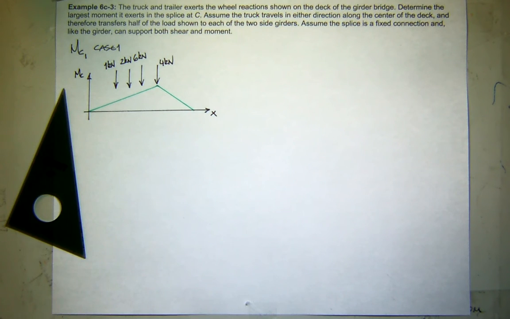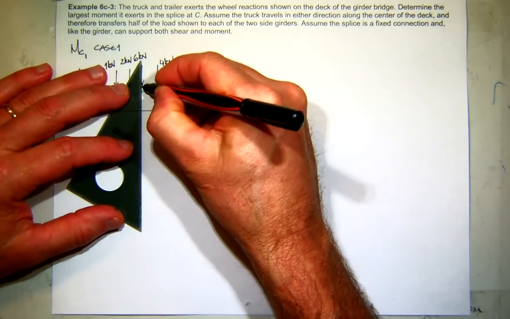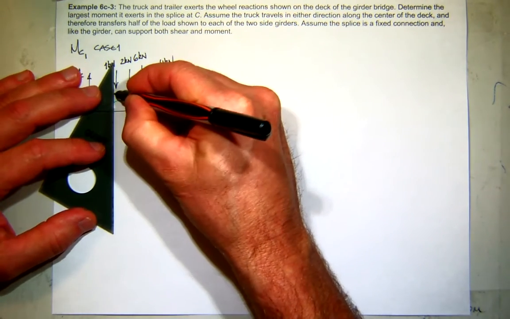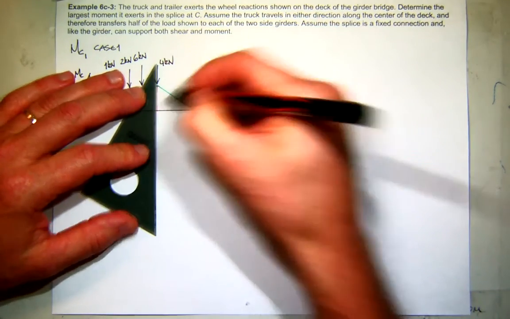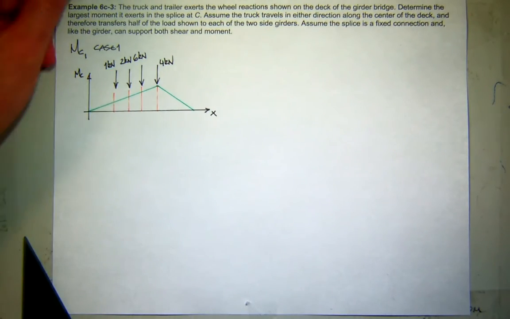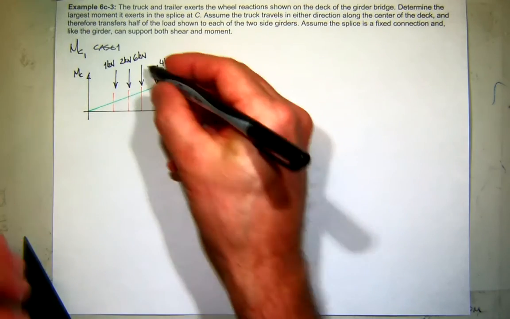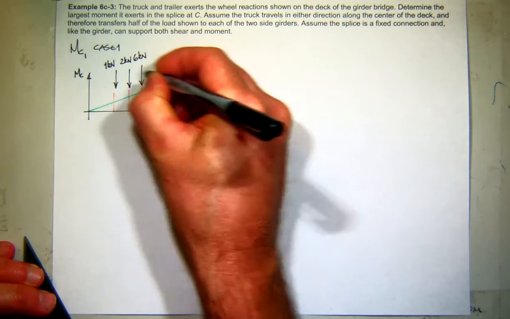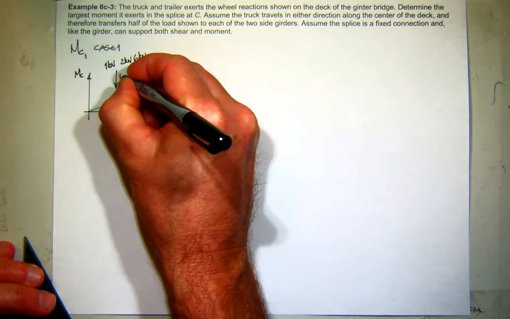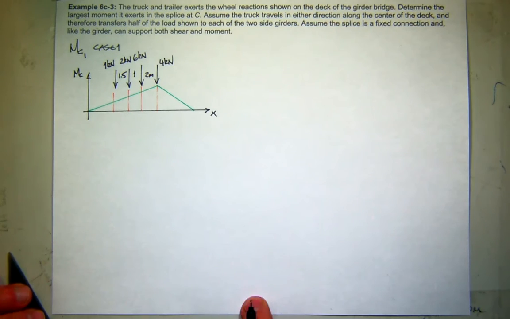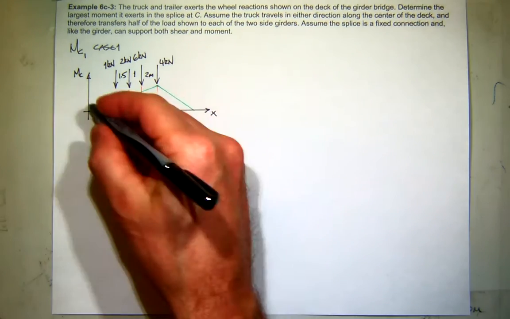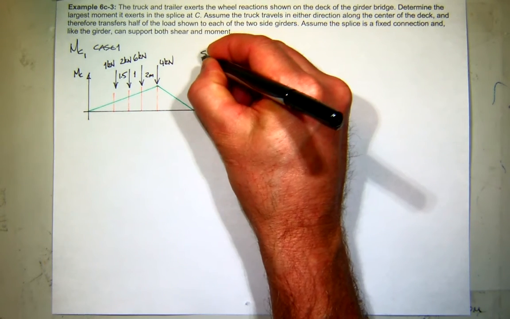Did I get all those right? And those distances are 2, 1, and 1.5. So this is 2, 1, and 1.5. And we know the slope on this left-hand side. We already computed that once before.